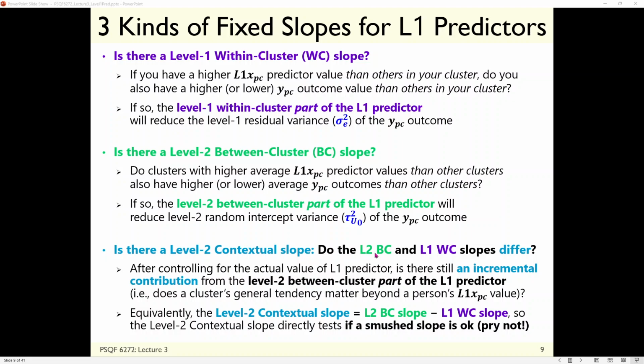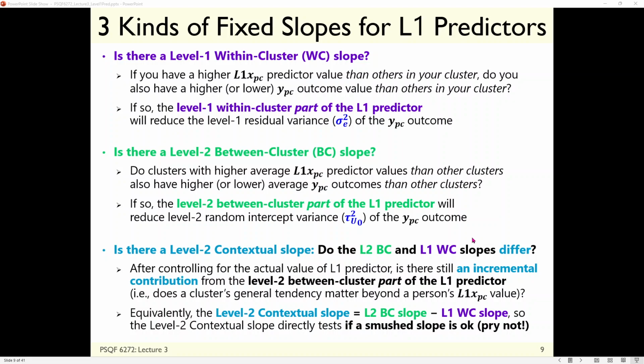The easiest mathematically is simply asking, do the between and within slopes differ? The extent of their difference is the contextual effect, between minus within. So a contextual slope for their difference tells you if smushing is okay. So this is an instance in which we would have a -1, 1 in the model parameters, because we would have a 1 for the between, -1 for the within, and that would create a difference of the two slopes.